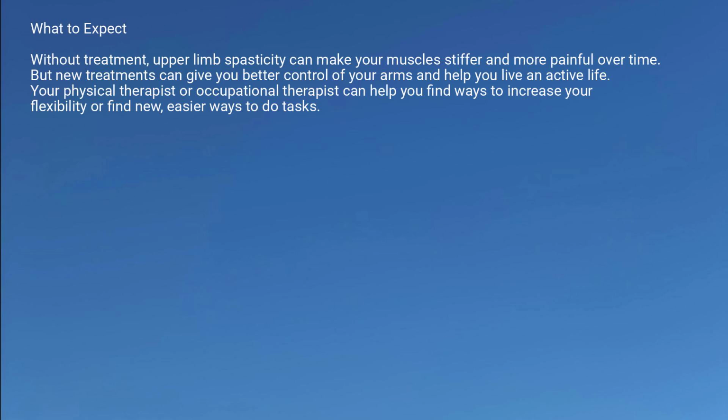What to expect. Without treatment, upper limb spasticity can make your muscles stiffer and more painful over time. But new treatments can give you better control of your arms and help you live an active life. Your physical therapist or occupational therapist can help you find ways to increase your flexibility or find new, easier ways to do tasks.